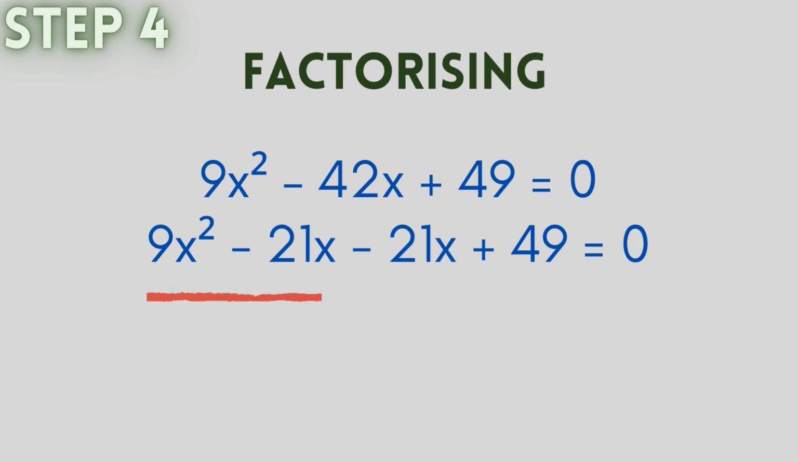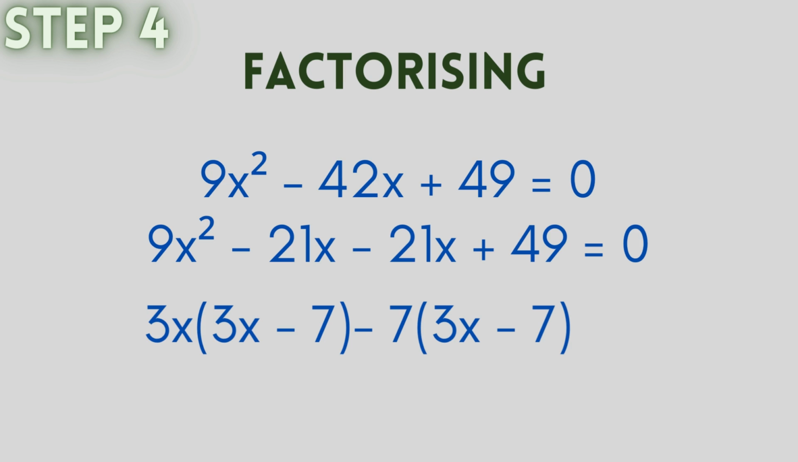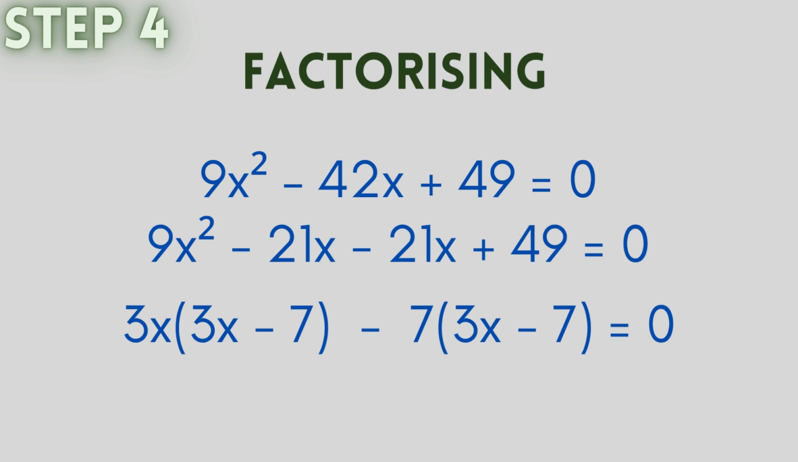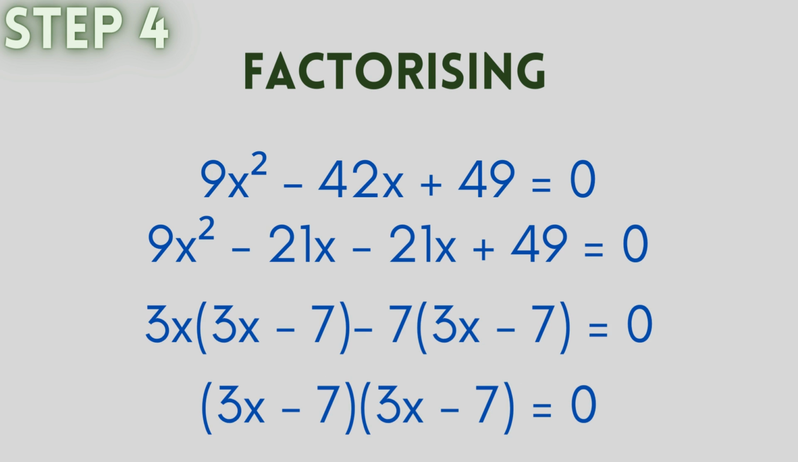Now we will take 3x as common from the first two terms and 7 as common from the last two terms. So we would get 3x into 3x minus 7 inside the bracket minus 7 into 3x minus 7 inside the bracket is equal to 0. Now taking 3x minus 7 as common from the terms shown, the equation will look like this: 3x minus 7 into 3x minus 7 is equal to 0.